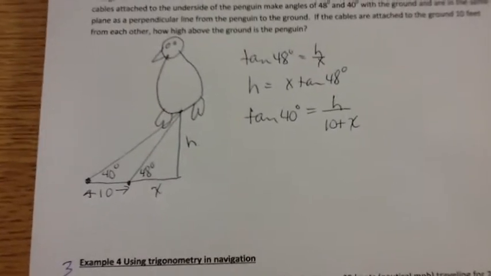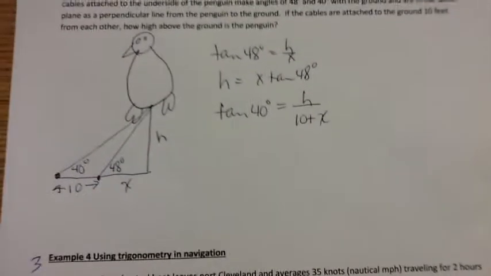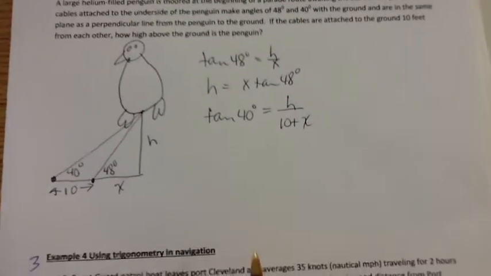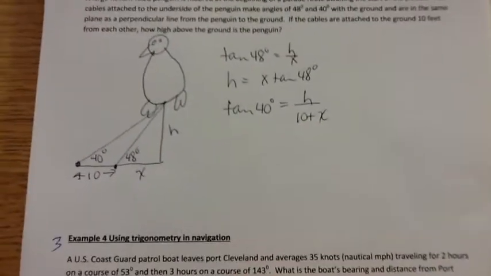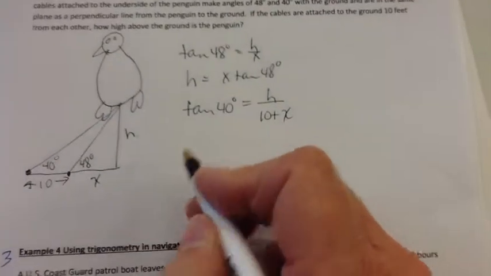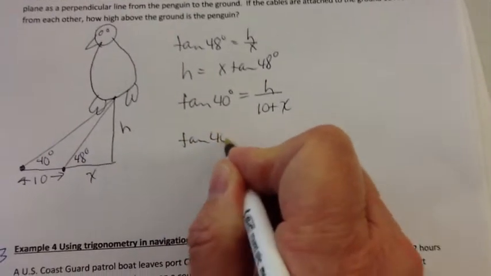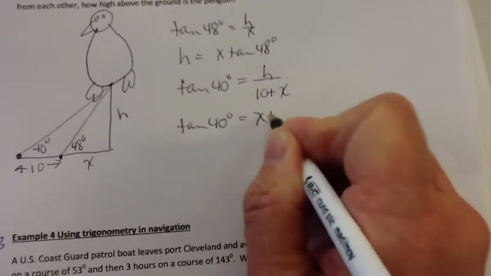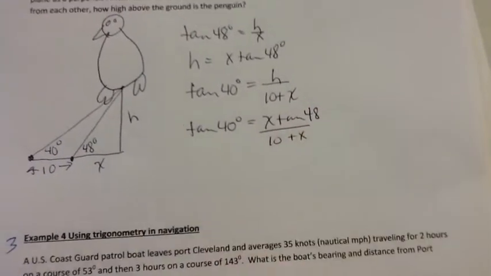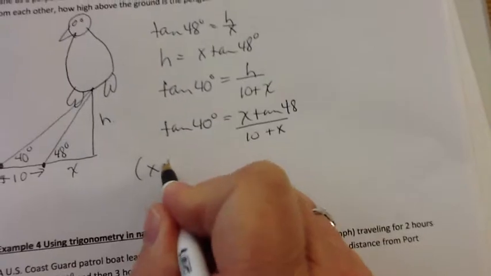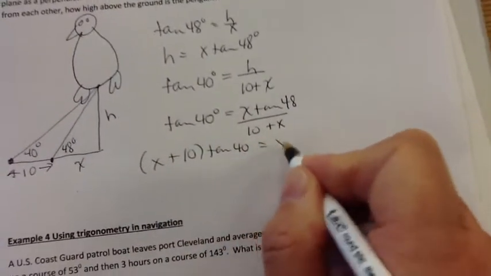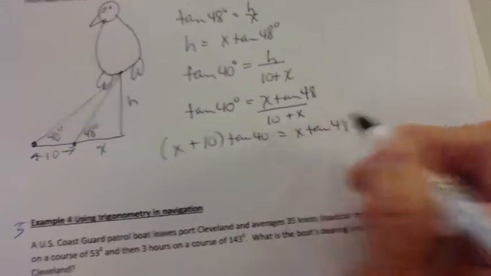So there's a couple things that we can do here. This is a lot more of an algebra kind of problem. You could plug in your angles, but then you have to worry about rounding errors. So what I'm going to do is write the tangent of 40 degrees is going to be x times the tangent of 48 over 10 plus x. Now I'm going to cross multiply. X plus 10 tangent of 40 equals x tangent of 48.